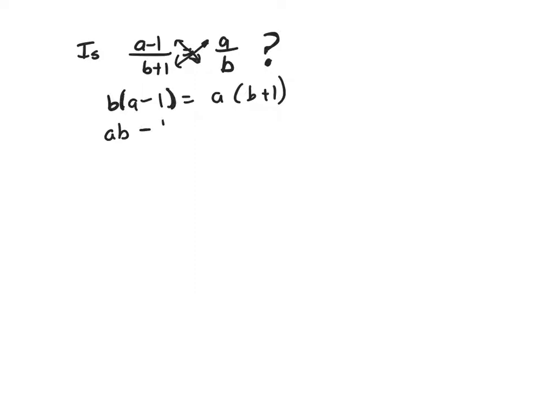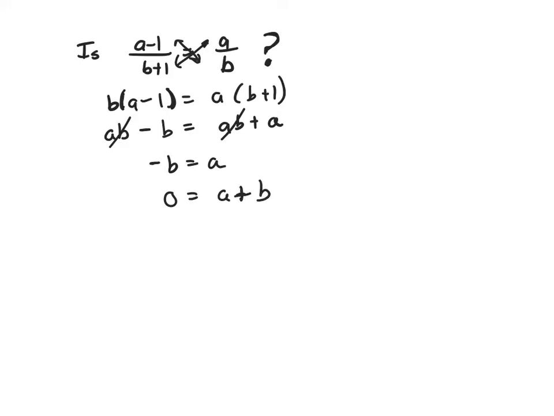That's ab minus b. Yep, I'm happy already. And this is ab plus a. So ab minus b, ab plus a. And the ab's cancel, and you're left with negative b equal a. Isn't that nice? Now add b to both sides. You get 0 equals a plus b.